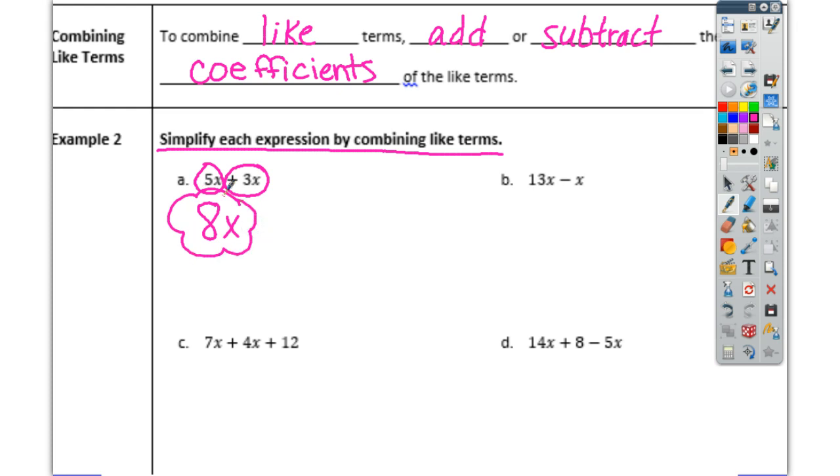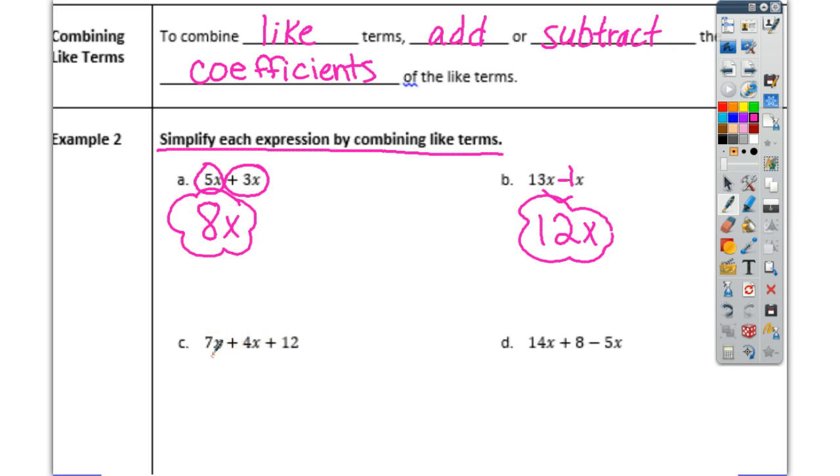How about B? Are these like terms? Yeah. What should you do? Always put in your assumed 1. Excellent. So 13x minus 1x is simplified to 12x. That one's done.